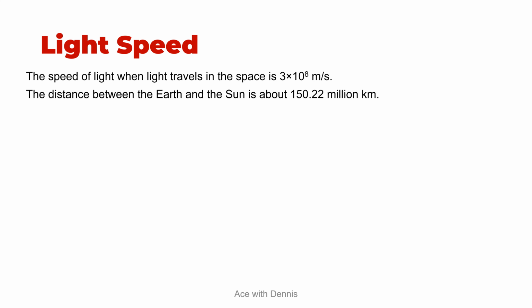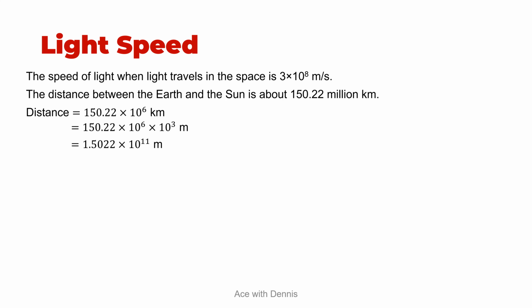The next topic that we want to discuss is light speed. As we know, the speed of light when light travels in space is 3 times 10 to the power 8 meters per second. The distance between the Earth and the Sun is about 150.22 million kilometers. Let's calculate how long the light will take to travel from the Sun to the Earth. The distance between the Earth and the Sun is 150.22 times 10 to the power 6 kilometers. We can represent it in meters and in standard form, which is 1.5022 times 10 to the power 11 meters.